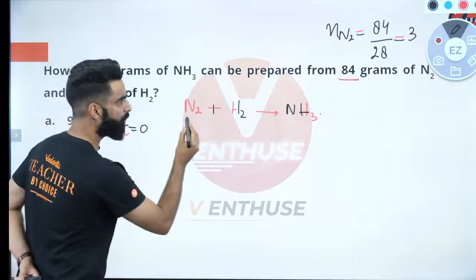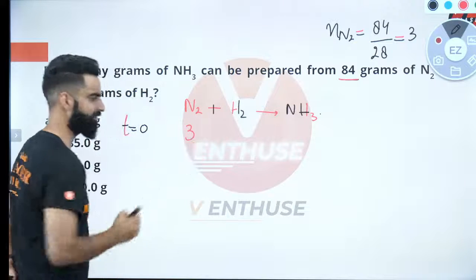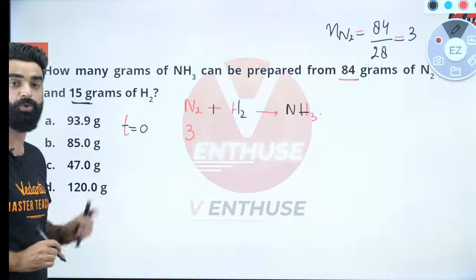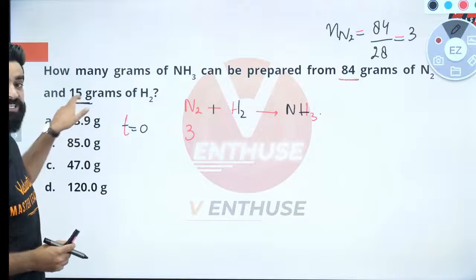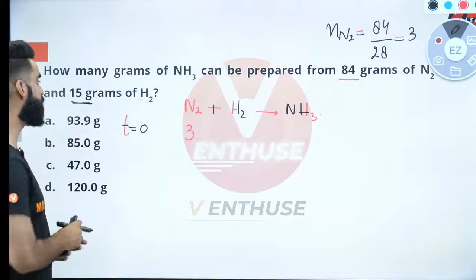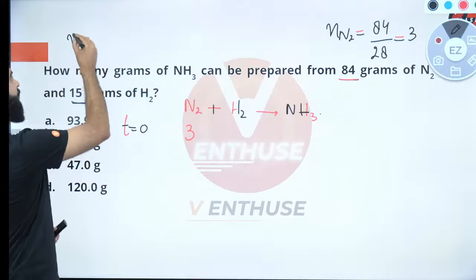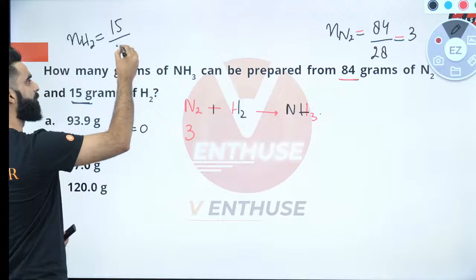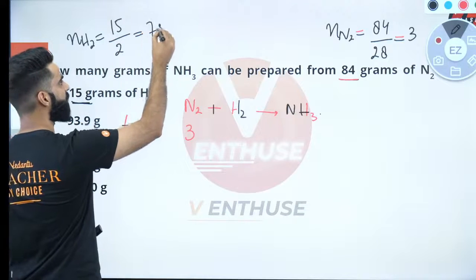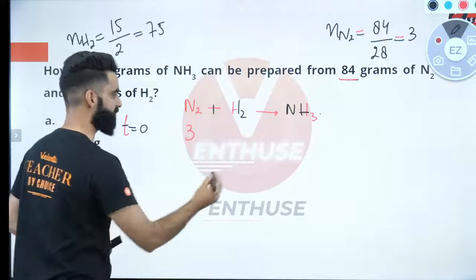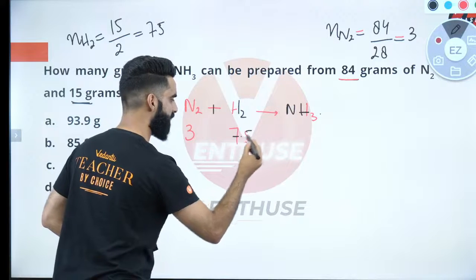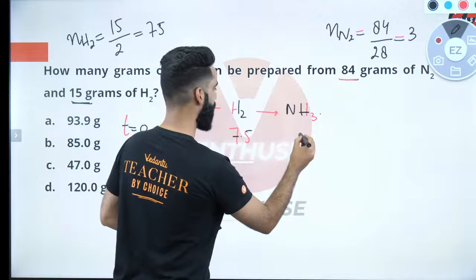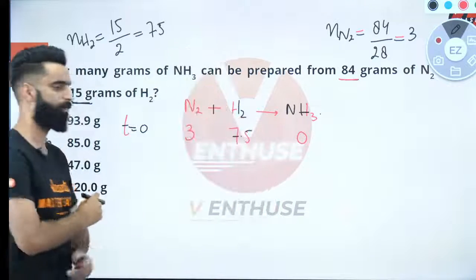Understand properly. Number of moles of N2 at time t is equal to 0, I got as 3. Now similarly, at time t is equal to 0, I need to calculate the number of moles of H2 as well. I am given the mass of H2, which is 15 grams. And what is the molar mass of H2? Molar mass of H2 is 2 grams per mole. So I can write number of moles of H2 would be equal to mass of H2 divided by molar mass of H2. So the value would be 7.5. So at time t is equal to 0, I'm given 7.5 moles of H2 as well. Can I say over here, the number of moles of NH3 formed would be 0.